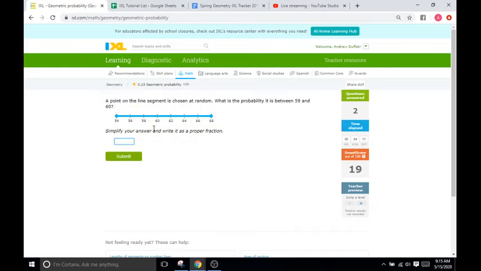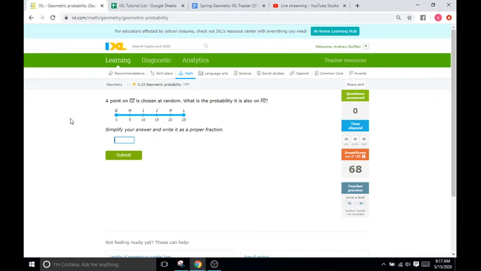Okay. A point on the line segment is chosen at random. What is the probability it is between 59 and 60? So we'll go here. The probability is between 59 and 60. That, of course, is just going to be 1. Okay. Don't think of the actual numbers here. Think of the space between the numbers. So between 59 and 60 is just going to be 1 out of a total of 2, 4, 6, 8, 10, 12, 14. Okay, so just 1 out of 14.